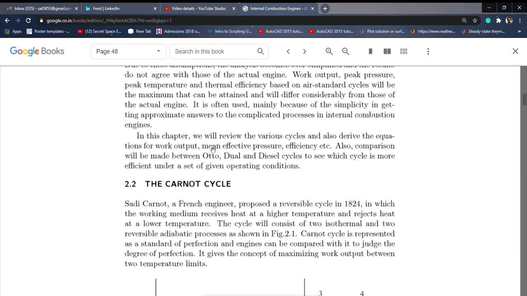In this chapter we will review the various cycles and also derive the equations for work output, mean effective pressure and efficiency. Also a comparison will be made between the Otto cycle, dual cycle and diesel cycle. This is the introduction up to here. In the next class we will start with the Carnot cycle.